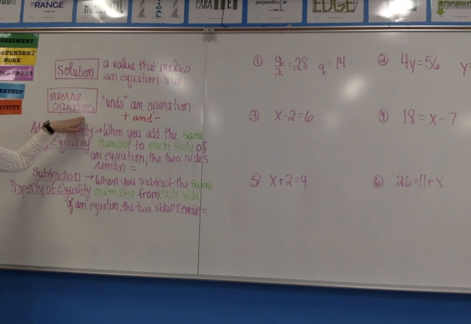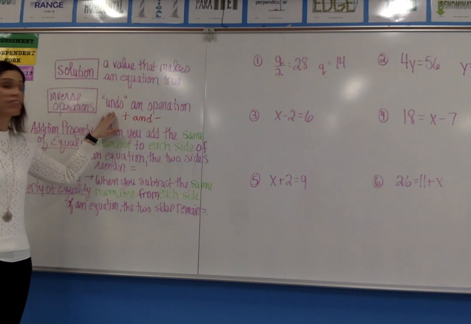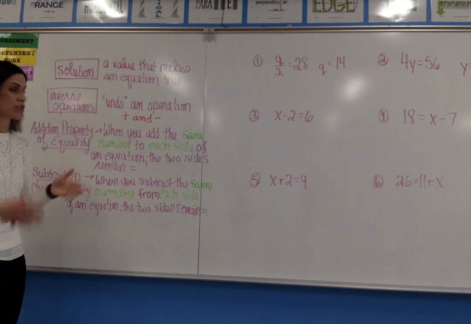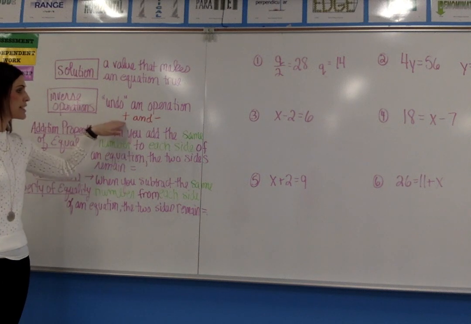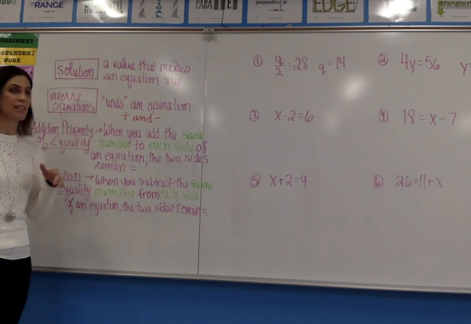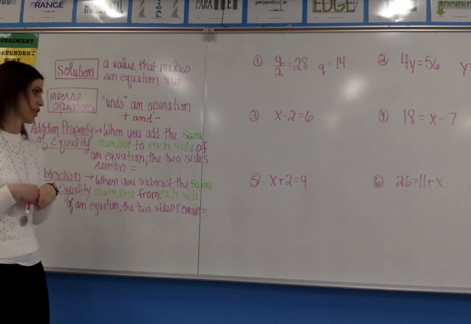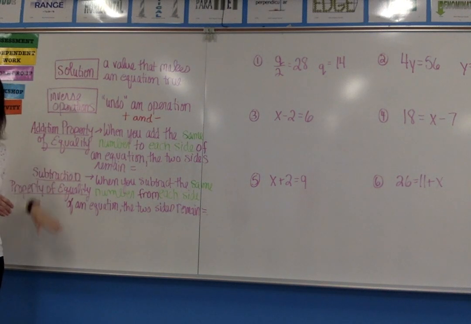Moving on to the next word, inverse operations. Inverse operations undo another operation. So for example, addition and subtraction is an example of an inverse operation. They undo each other. Then we have two properties of equality, one for addition and one for subtraction.